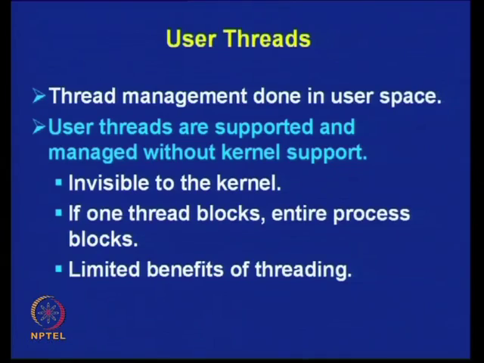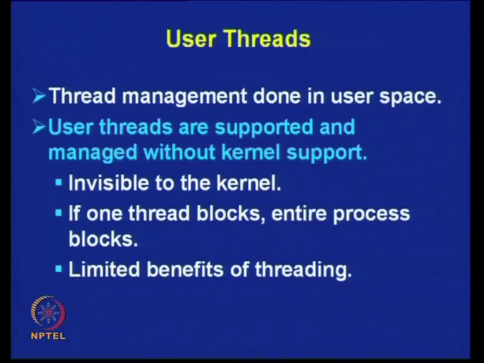Now, threads can be of two types, one is user thread, another is kernel thread. What is the difference between user thread and kernel thread? First, let us focus on user thread. In case of user thread, the thread management is done in user space. We have already discussed virtual memory management, where we saw kernel space and user space. Whenever user threads are created, the thread management is done in user space, and user threads are supported and managed without kernel support. Obviously, since it is done without kernel support, these user threads are invisible to the kernel, and if a thread gets blocked, the entire process gets blocked. Because of this limitation, it provides limited benefit of threading.